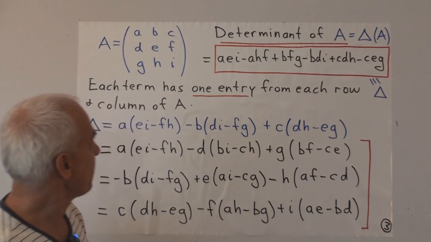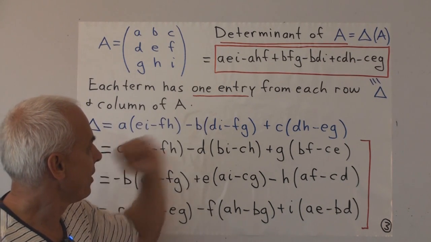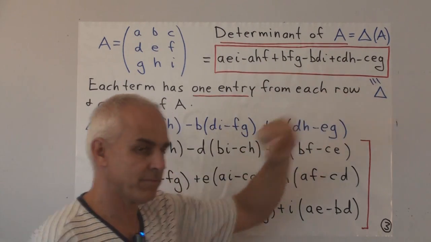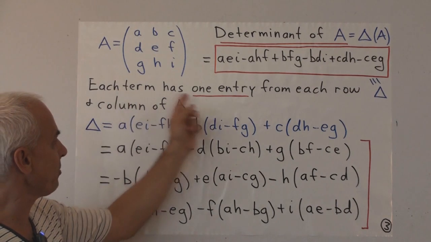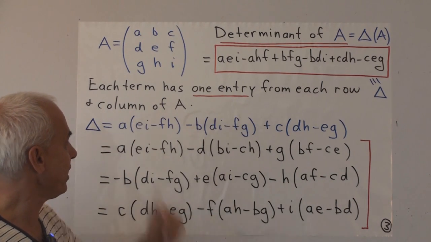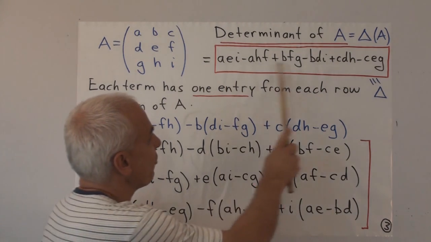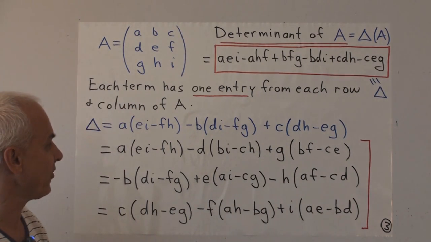All right. So here's our matrix A. Here's the determinant of that matrix. It's got 6 terms. As I've noted before, each term has one entry from each row and each column of the matrix A. And now we're going to look at this expression in a number of different ways.